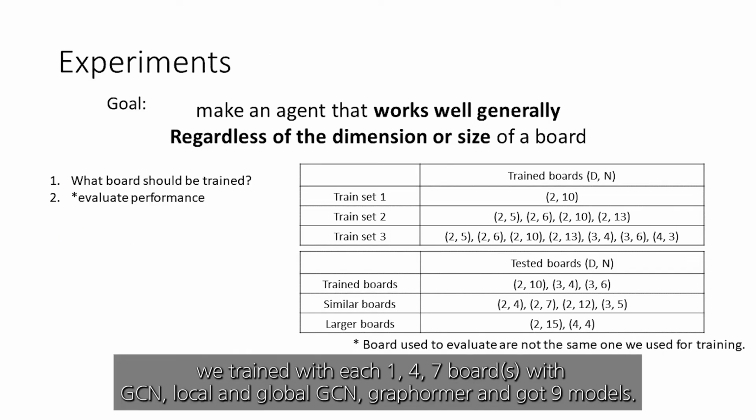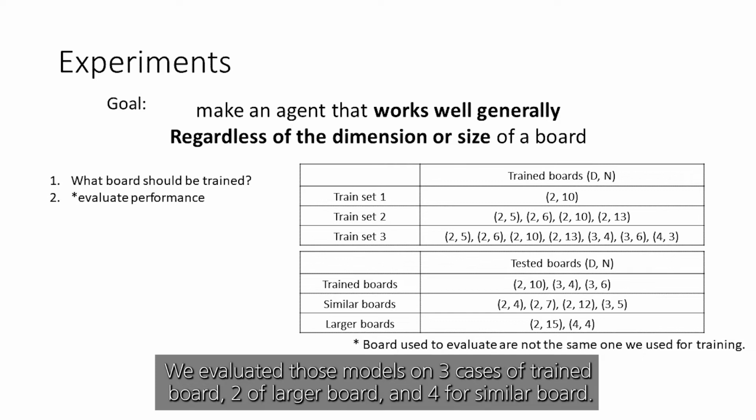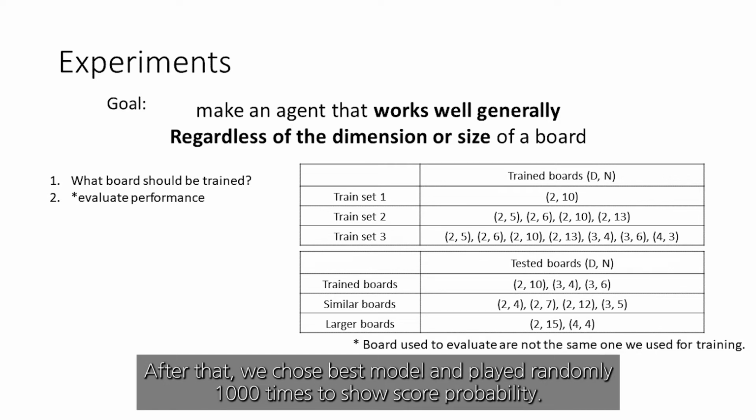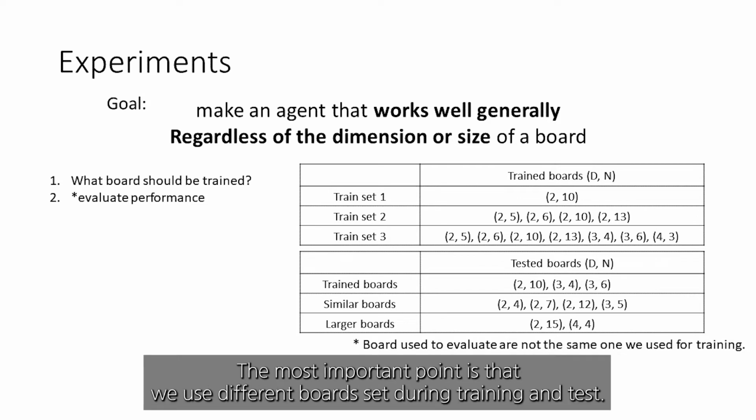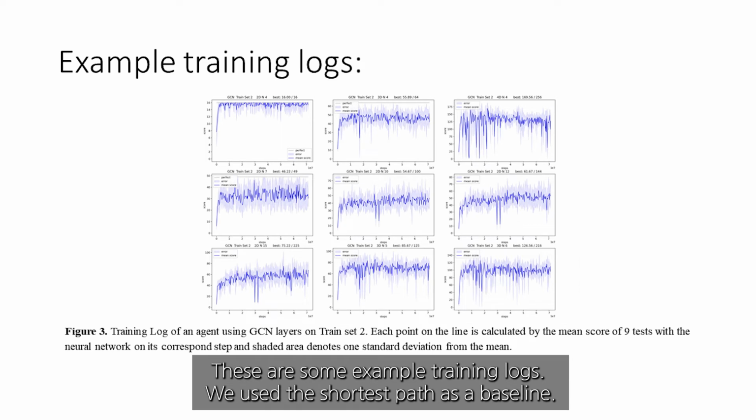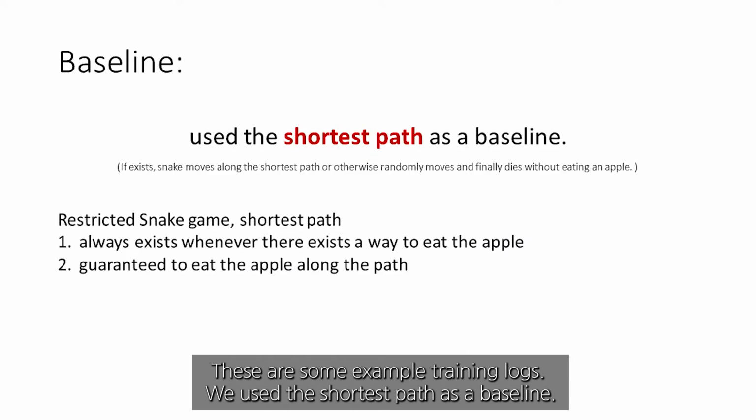To achieve our goal, we trained on each of 7 boards with GCN, local and global GCN, GraphFormer, and GAT models. We evaluated those models on 3 cases of trained boards, 2 of larger boards, and 4 of similar boards. After that, we chose the best model and played randomly 1000 times to show its probability of failure. The most important point is that we used different board sets during training and test. These are some example training logs. We use the shortest path as a baseline.